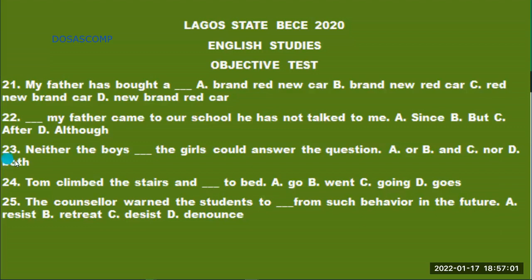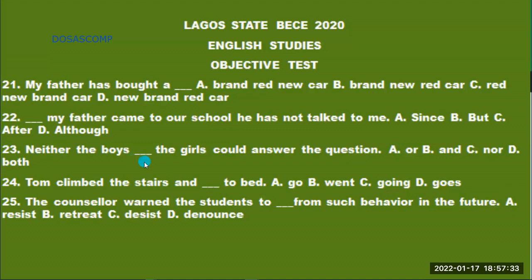Now, question number 23. Neither the boys dash the girls could answer the question. Now, when it comes to correlatives like neither or either, you look at what collocates with each of them. Neither always goes with nor. Neither the boys nor the girls could answer the question. Either goes with or, neither goes with nor. So you need to understand these things.